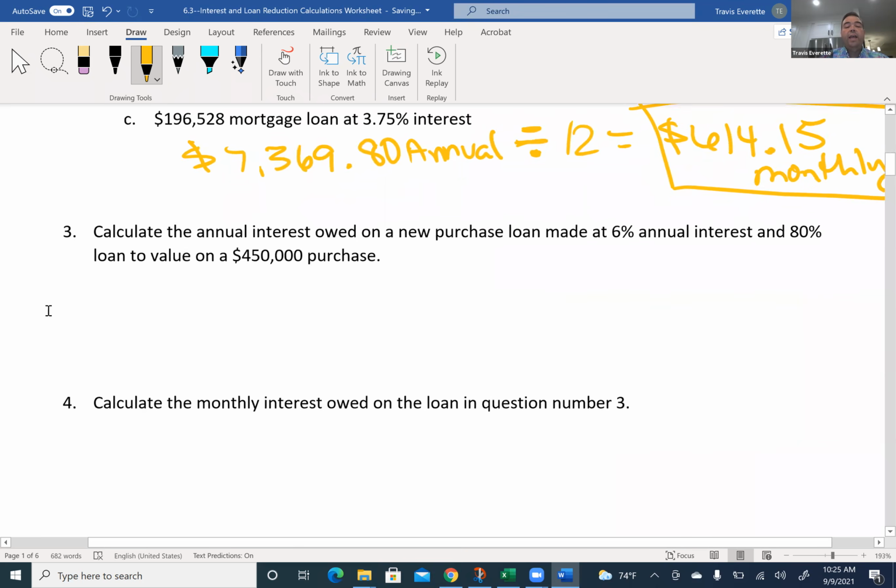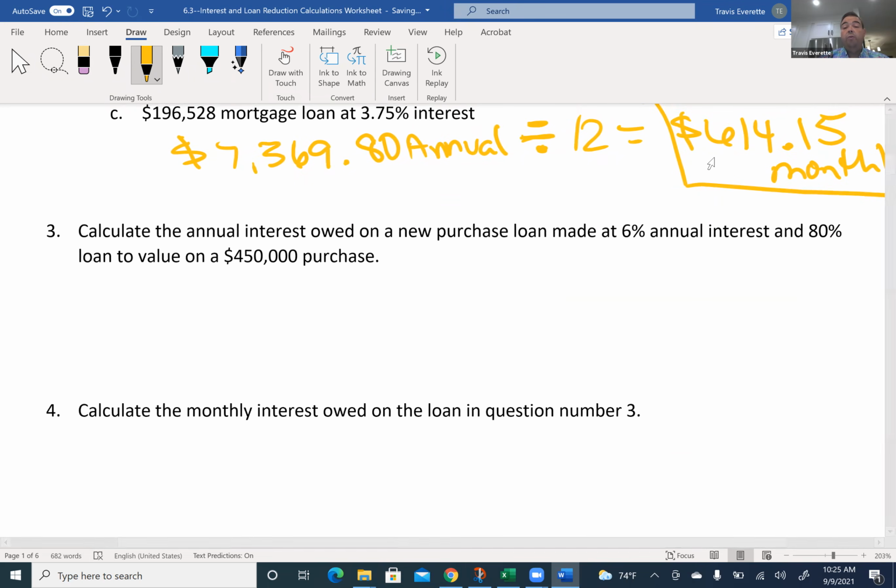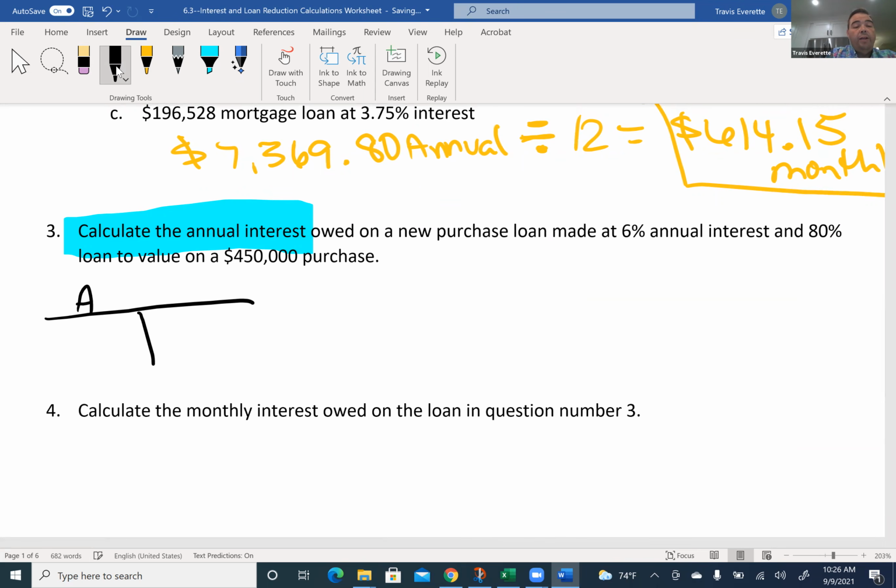Number 3 says calculate the annual interest owed on a new purchase loan made at 6% annual interest and 80% loan to value on a $450,000 purchase. So here's my question. Calculate the annual interest. So write down your formula. I know that the only formula that I have that has annual interest in it is this one. Annual interest is going to be equal to the loan amount or loan balance at any given time times the interest rate.